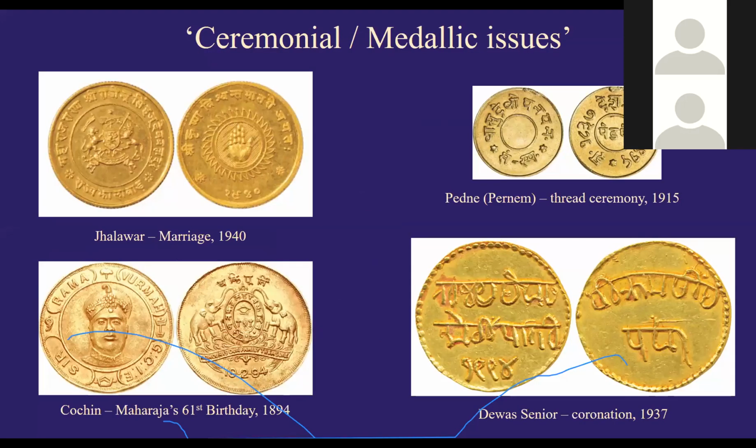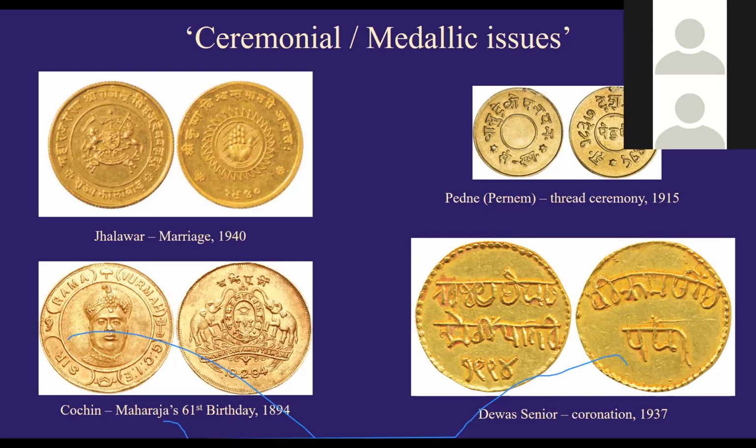A few examples of these ceremonial or medallic issues: a coin of Jhalawad that was issued for a marriage, a coin of Cochin that was issued for the Maharaja's 65th birthday, a coin of Dewas Senior that was issued again for a coronation, and a tiny state, or even a zamindari or baronage, in Goa called Penne, struck little medallets worth 2 rupees each for the thread ceremony of the estate holder's son. They were struck only for these particular reasons.